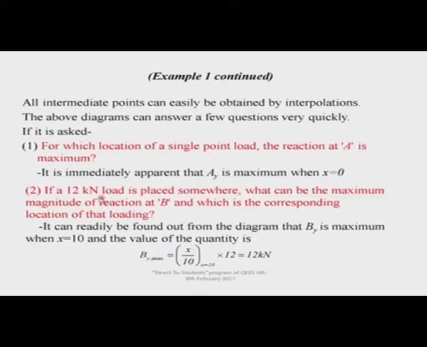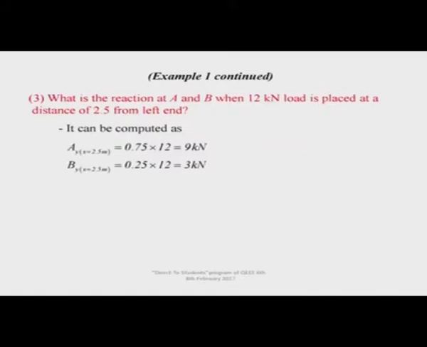Also, suppose there is a load placed somewhere and it is required to find the maximum reaction at B or any place. It can be found from the value of the influence line quantity multiplied by the load itself, and you can easily find it. Also, if it is asked what the reaction at A and B is when a 12 kilonewton load is placed at a distance of 2.5 meter from the left end, that can also be found.